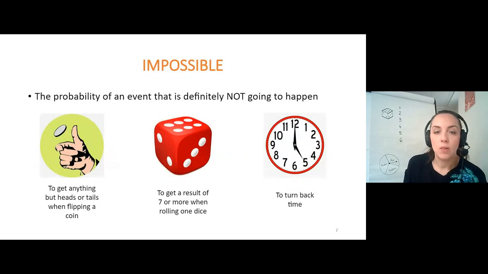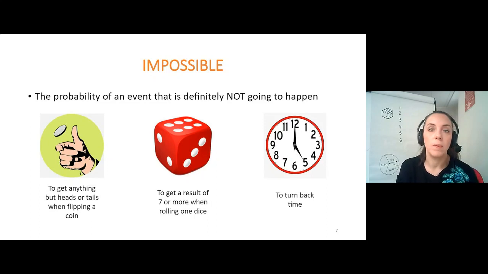And then we have impossible. So this is the probability of an event that is definitely not going to happen. For example, getting anything but heads or tails when flipping a coin. It's impossible to get anything except for heads or tails. It's impossible, if you roll a dice, to get anything more than a 6. You wouldn't get a 7 or more when you roll one dice. And it's impossible to turn back time. So the likelihood of time going backwards is impossible. So they're the 4 terms that we can use to express the probability of something happening.